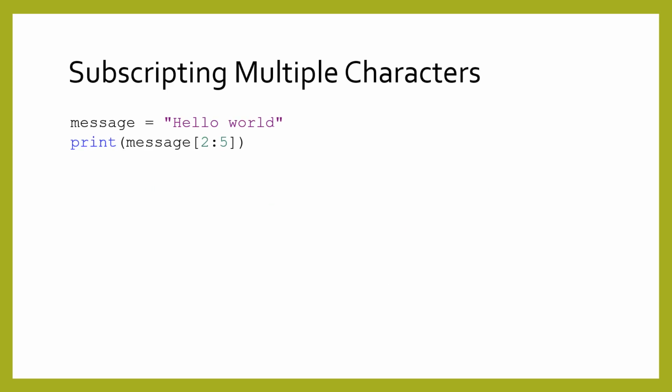It wouldn't be too useful to only grab one character out at a time, all the time. So you can actually grab out more than one by using the subscript range syntax. Inside the square brackets, you put a pair of numbers separated by the colon.